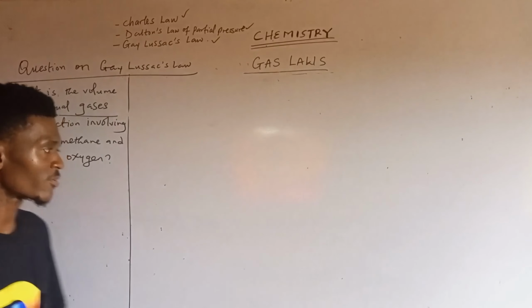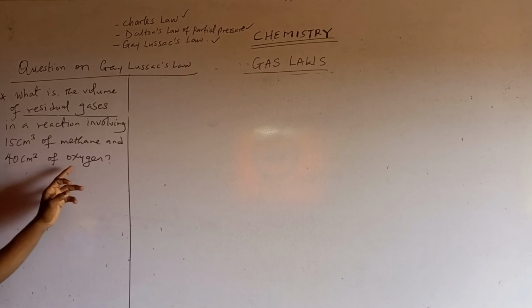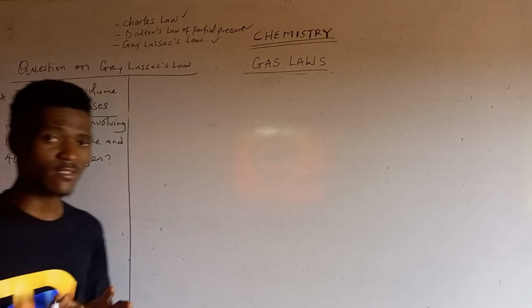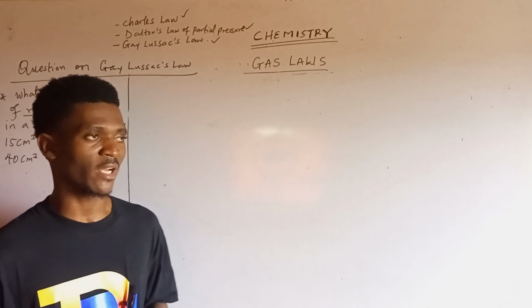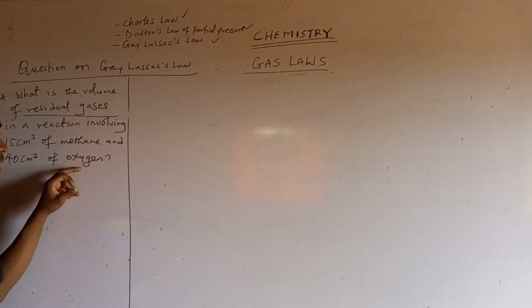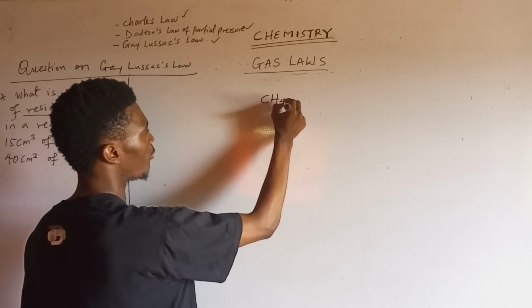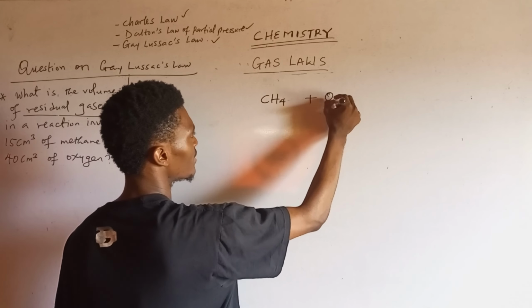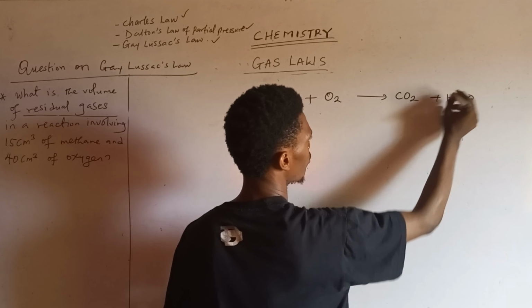All right? So just pay attention as I run through the series. Now, looking at this question: what is the volume of residual gases in a reaction involving 15 cm cube of methane and 40 cm cube of oxygen? In Gay-Lussac's law, you must know how to represent balanced reactions. We have two gases that would react, methane and oxygen. Methane has the formula CH4, reacting with oxygen, it gives CO2 plus H2O.